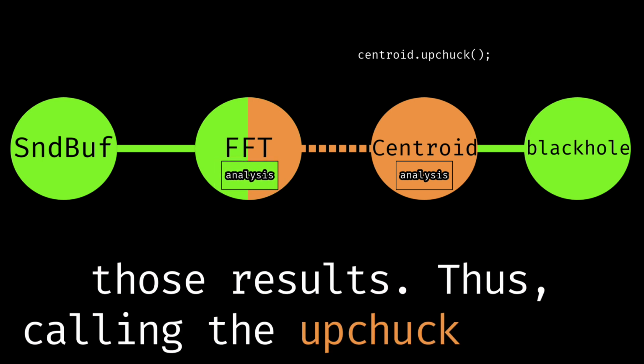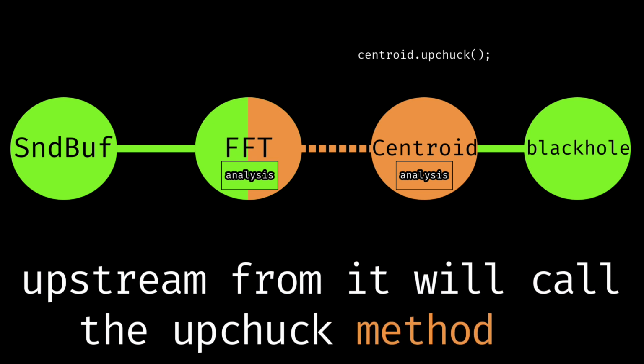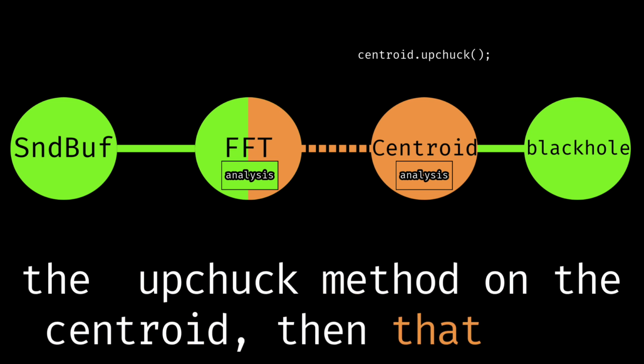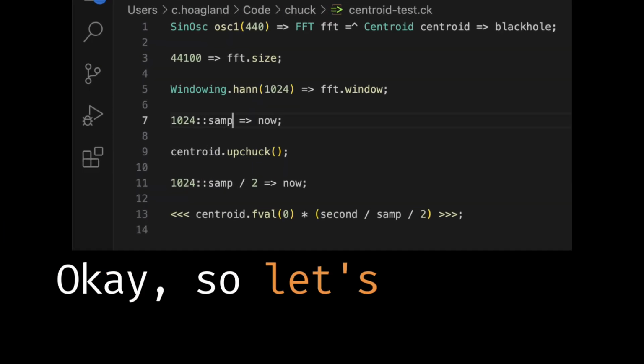Thus, calling the upchuck method on a yuana that is connected to yuanae upstream from it will call the upchuck method on those yuanae as well. So in this particular ChucK graph, if we call the upchuck method on the centroid, then that will call the upchuck method on the FFT yuana because they are connected together. Okay, so let's see this working.